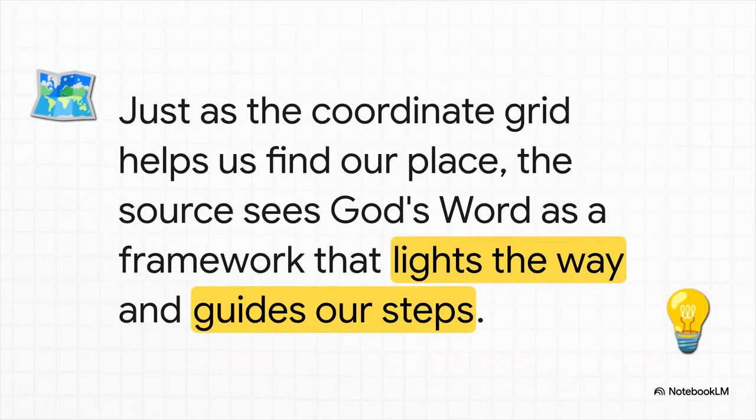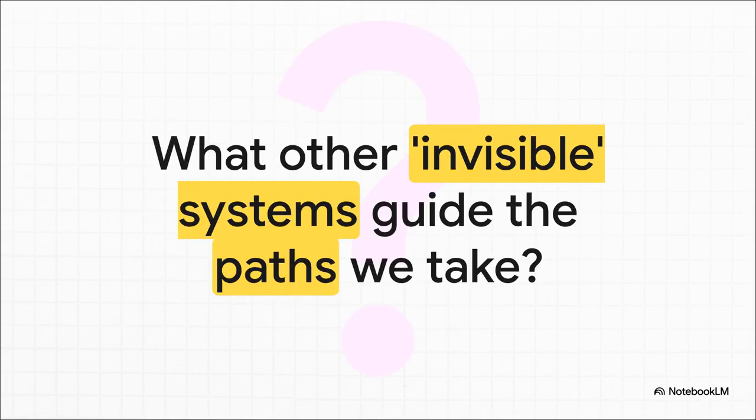And here's the beautiful connection the source makes. Just like the coordinate grid gives us a reliable system to figure out where we are and measure our path, the author sees this verse as describing a kind of spiritual system that does the same thing for our life's journey, a framework that lights the way forward. And that really leaves us with a final, bigger thought. We've seen how this simple system of lines can bring order to what seems like just empty space. It really makes you wonder, doesn't it? What other invisible grids, what other languages or systems, whether they're social or personal, are out there, quietly guiding the paths that we all walk every single day?